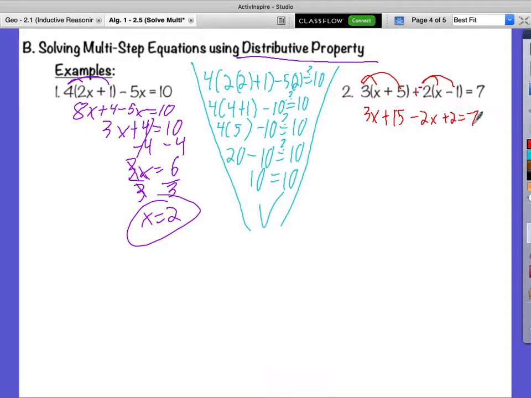Oftentimes, we get caught and call this just a negative 2 because we forget to carry the negative into both. So one thing I do to help me is change this subtraction to addition, and I change this positive to a negative to make sure I'm getting the right sign. Does that make sense at all?